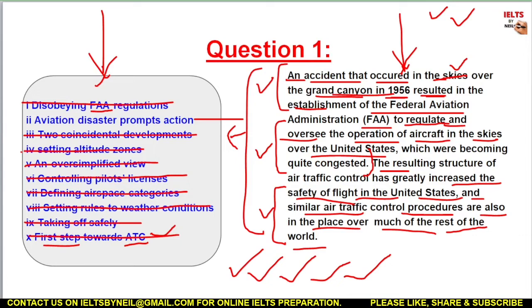So the left one, aviation disaster prompts action, that's the correct answer. Okay, so this is how you have to do it. I'm going to let you do one question by yourself. I'll give you 1 minute for that.